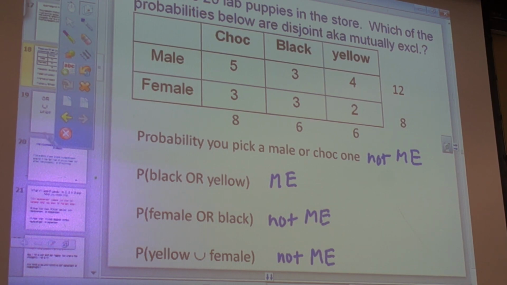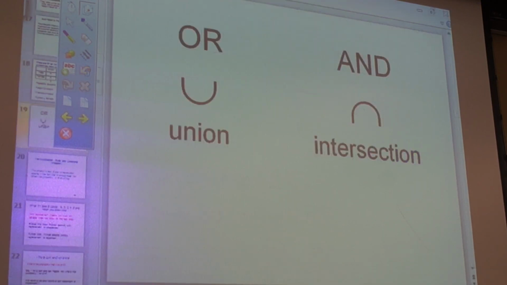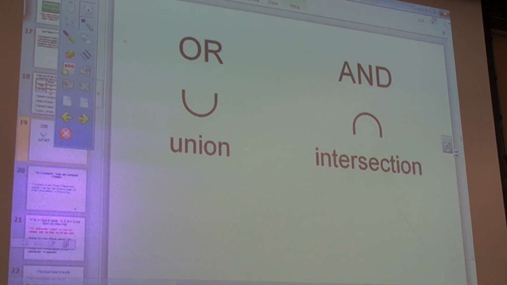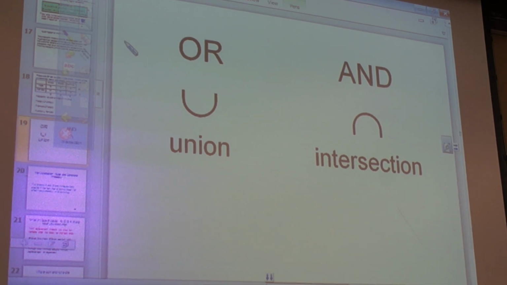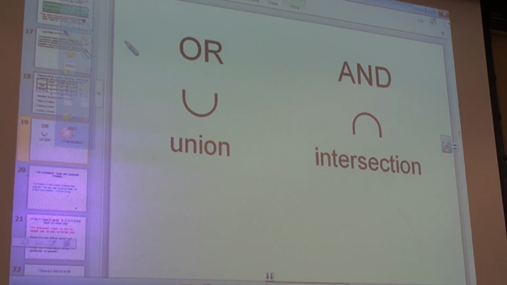All right, so now at the bottom of one of your pages, I'm going to talk about ors and ands, because it's important for you all to understand the difference between them. This is page 4, at the bottom, in little boxes. Good? Okay.